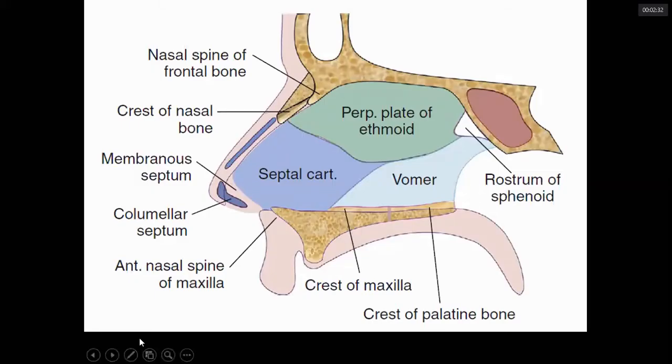Okay, so this is a diagram that you have already seen, maybe a couple of times. All of these, including the rostrum of the sphenoid and all these parts, this is the nasal septum. So the nasal septum begins here and it goes up to here. I'm sure you can see the arrowhead, right? So the nasal septum begins here and it goes here.